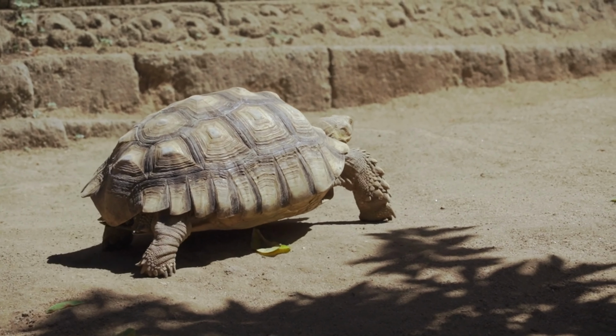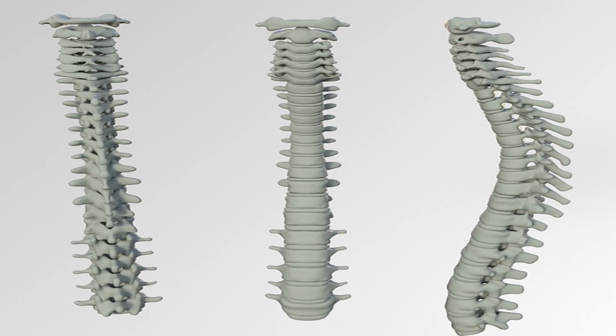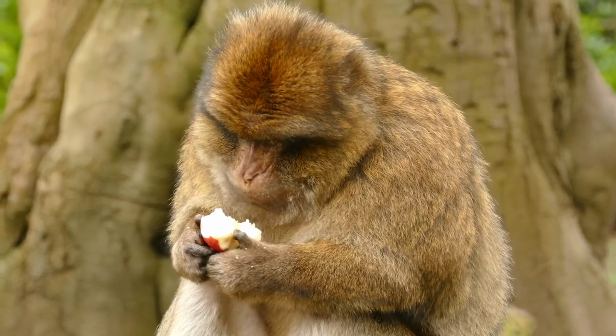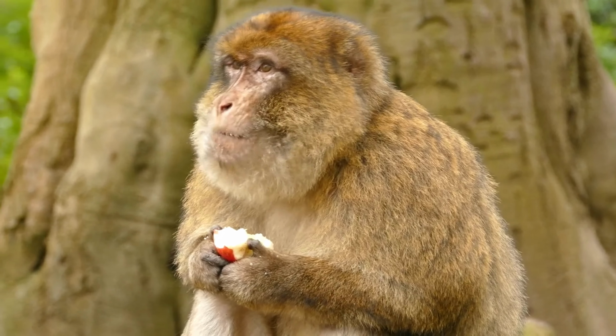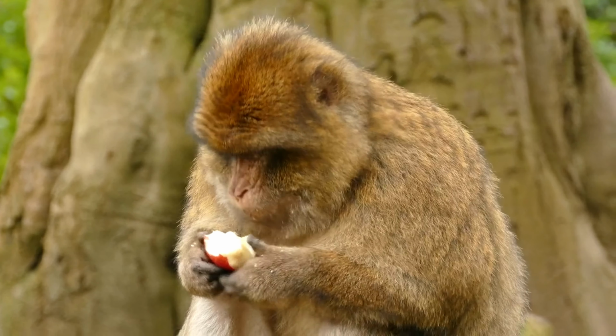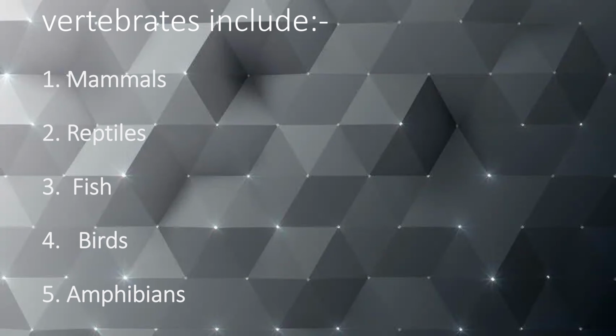What exactly are vertebrates? Vertebrates are animals that have a backbone. This defining feature sets them apart from invertebrates, which lack a backbone. But there's so much more to vertebrates than just their spines. Now that we understand what makes a vertebrate, let's explore the major groups of vertebrates and their unique characteristics.